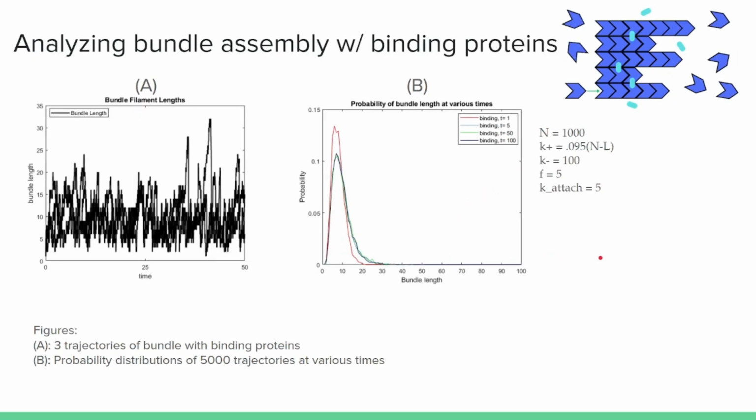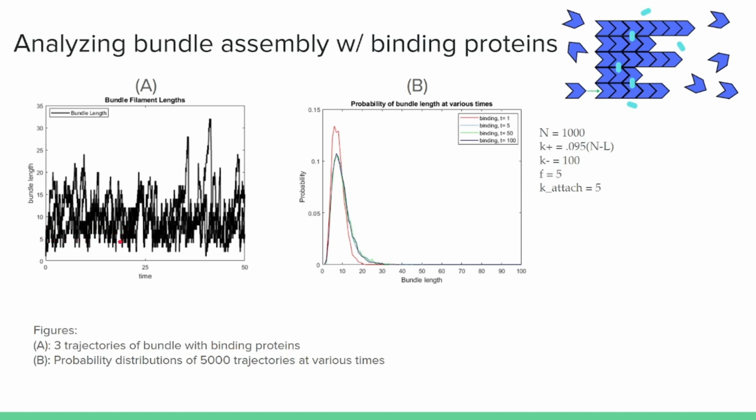Now, the bundle assembly with binding proteins. The bundle has now been introduced to binding proteins, which bind together the filaments and serve as glue between different filaments. In figure A here, we have another 3 trajectories of a bundle, now with the implementation of binding proteins. We can see that the trajectories follow a very similar path and actually reach a steady state quicker than bundles without binding proteins.